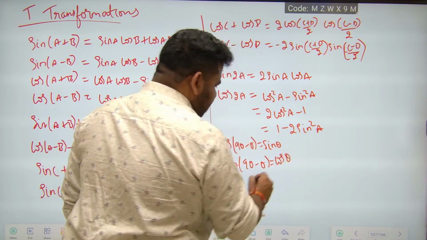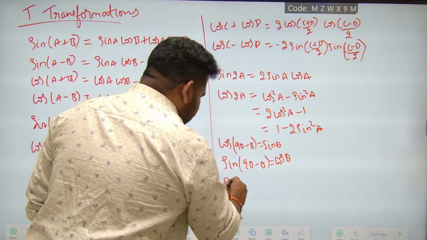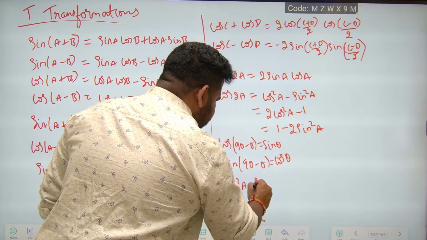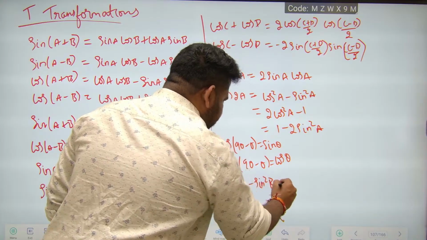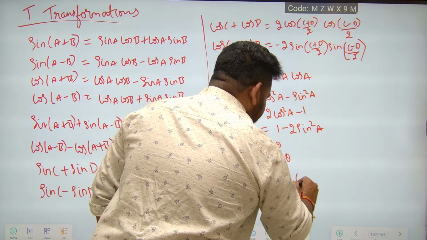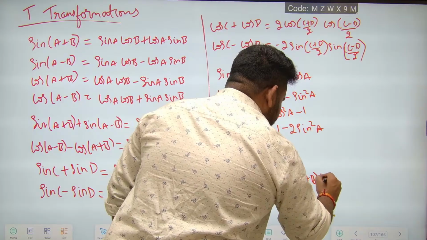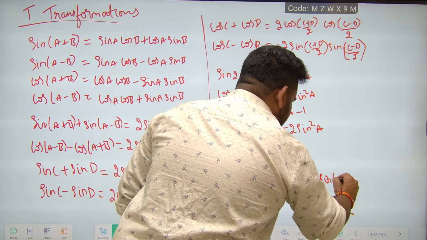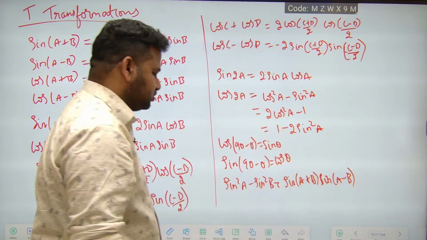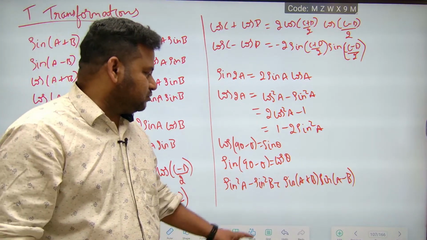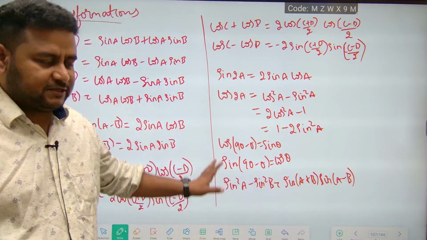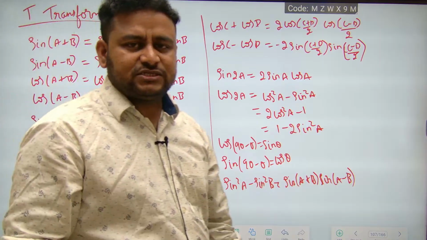Another very important formula: sin square A minus sin square B is equal to sin of (A plus B) into sin of (A minus B). Please remember this formula also. Sin square A minus sin square B is equal to sin of (A plus B) into sin of (A minus B). These formulas you have to remember.